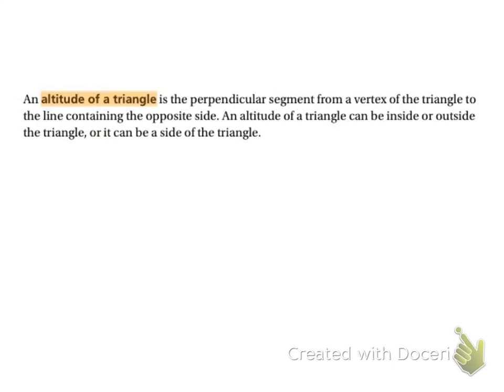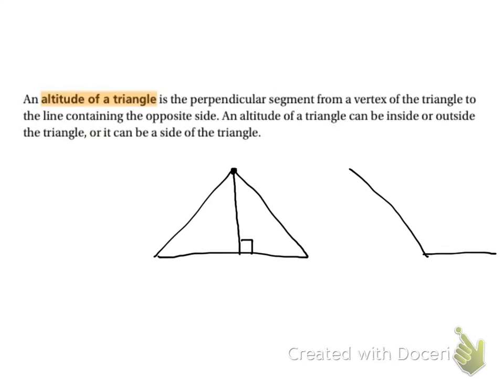Okay, an altitude of a triangle is the perpendicular segment from a vertex of the triangle to the line containing the opposite side. So what that means is, if I take this vertex up here and I go perpendicular to the line, that would be an altitude. It looks a little bit different in different triangles. If I have an obtuse triangle, this altitude is going to go out to the extended line down there. That would be my altitude, at least for this specific vertex.